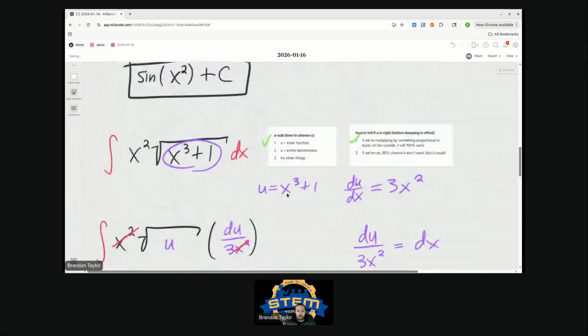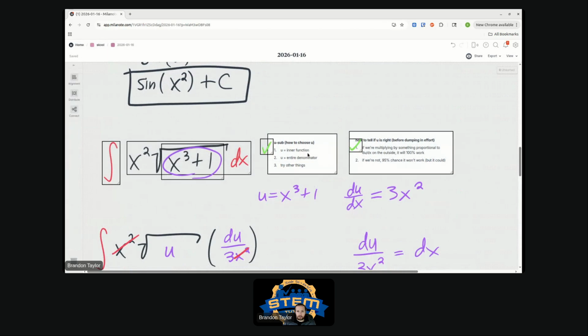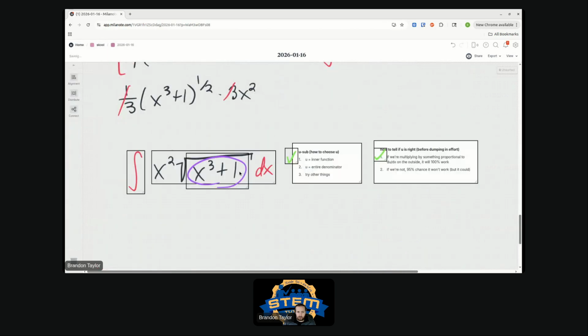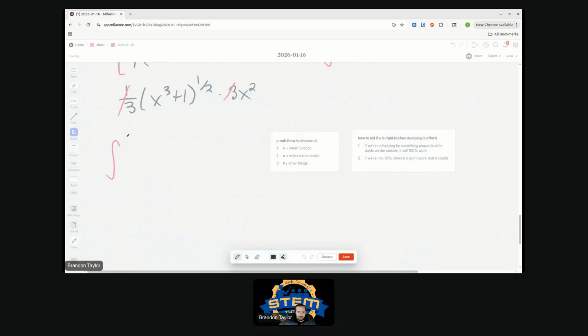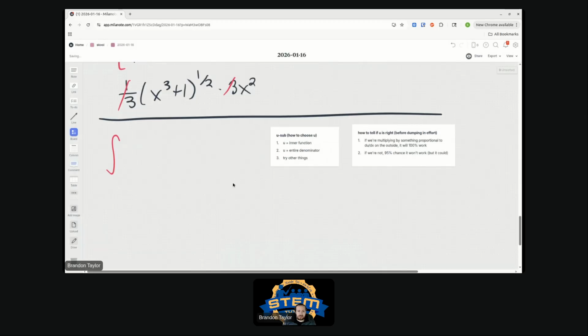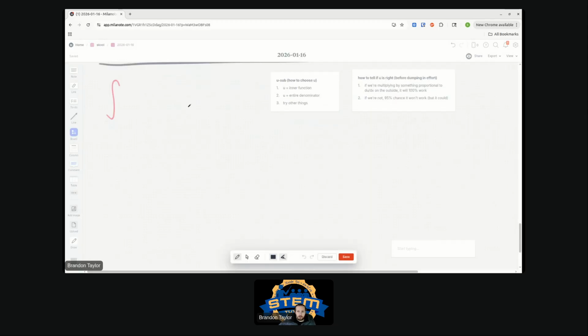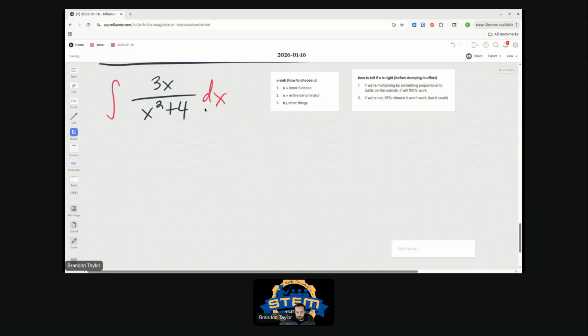Now here, let me grab another. I just want to show a couple examples just so you're familiar with it. So yeah, just a couple examples. Let's see, what should we do here? Let's say 3x over x squared plus 4. How about that? Now, when you look at this, let's try this.